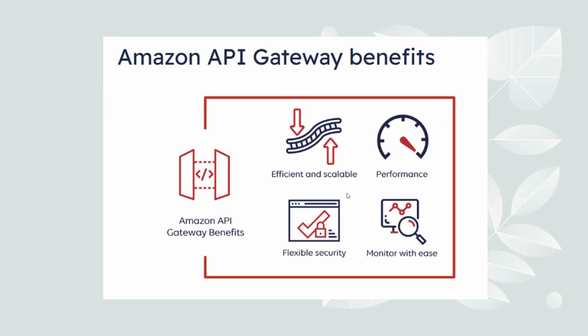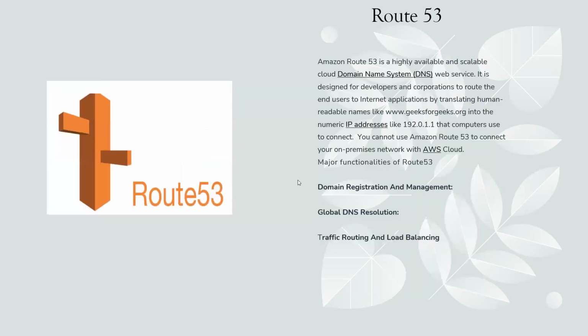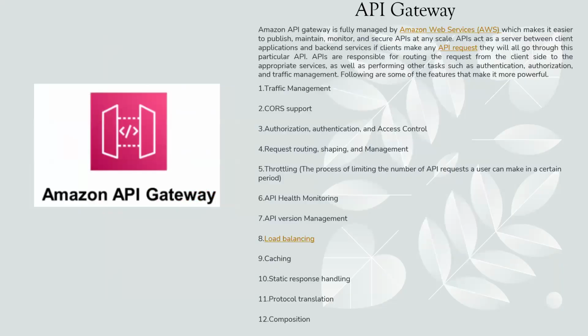So that was it about API gateway, and in the coming topic, we will discuss Route 53, which is one of the very important features of AWS. That will be part of the coming videos. So this was all about API gateway itself. It was the introduction to the API gateway service.